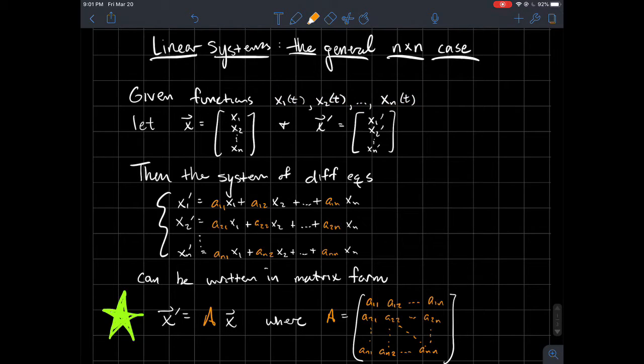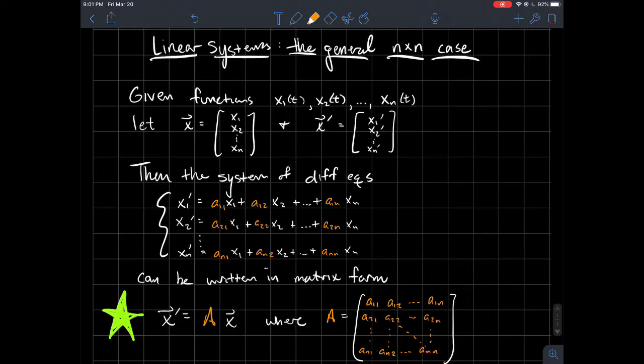And what's convenient for us is to talk about all these things at once. I'm going to call that just the vector x. So x is the vector whose components are these functions x1, x2, and so on. Then x prime would be the vector whose components are the derivatives of those.